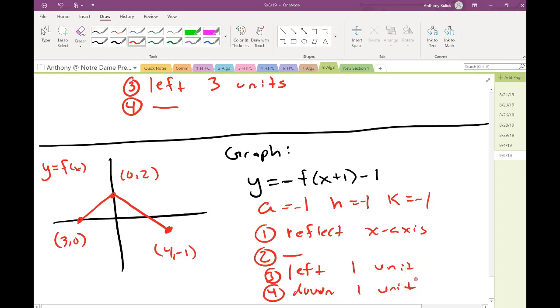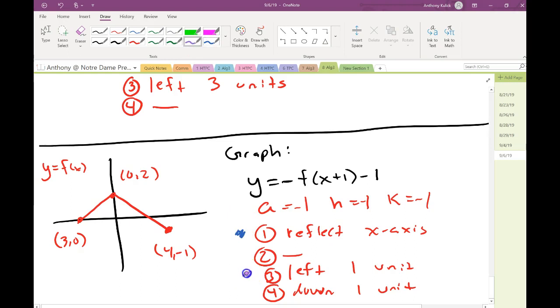Everybody okay with that idea? All right. So now what I'm going to do is redraw my graph in 4 steps. I'm going to do each one of these transformations one at a time. And the resulting final step will be the actual graph for y equals negative f of x plus 1 minus 1. So the first graph I'm going to draw in blue.